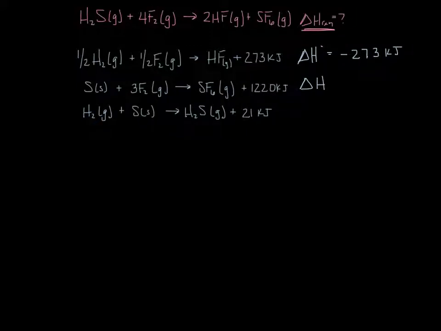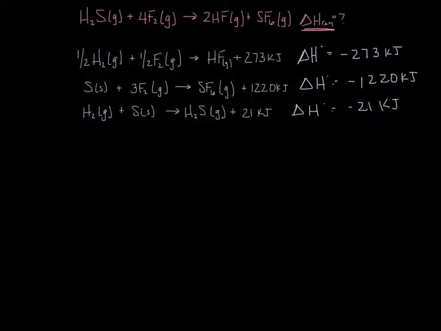For our next equation, S plus 3F2 to SF6, plus 1,220 kilojoules means the same thing: this equation is also exothermic and it's releasing 1,220 kilojoules of energy. So my delta H is equal to negative 1,220 kilojoules. And same thing with our last one: because my energy is on my product side, my delta H is going to be negative 21 kilojoules because it is an exothermic reaction.